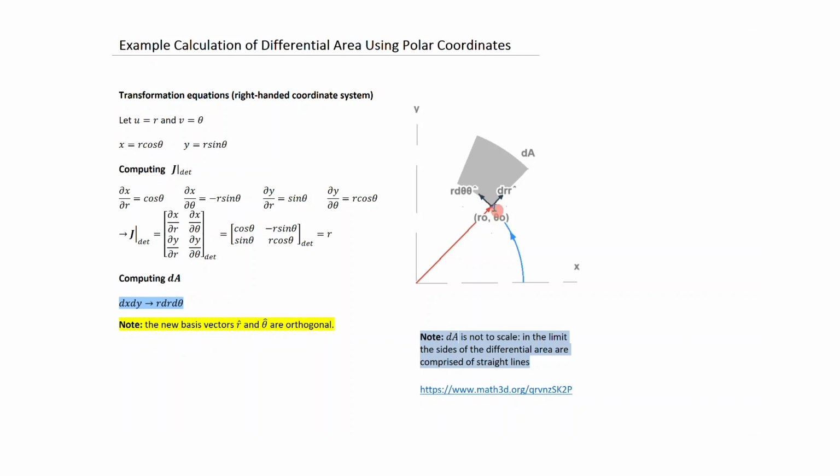So this is an example. This is dr r hat, and this is r d theta theta hat. You can see r d theta shows up here, and dr shows up here. And this is going to be a right-handed coordinate system because theta is taken in a direction which is counterclockwise. If you look at these expressions, this basically will be a right-handed coordinate system.